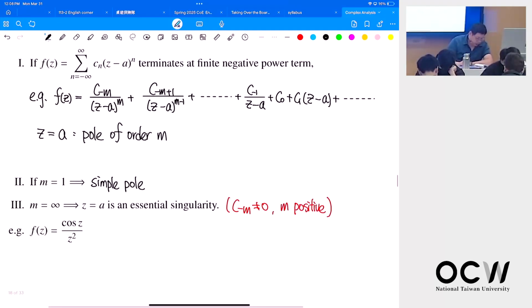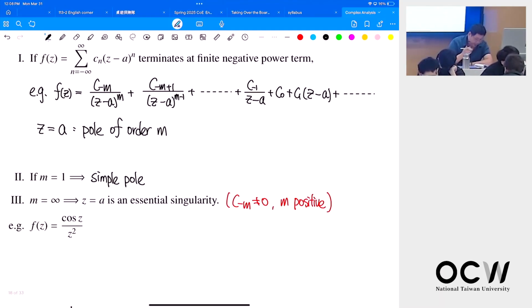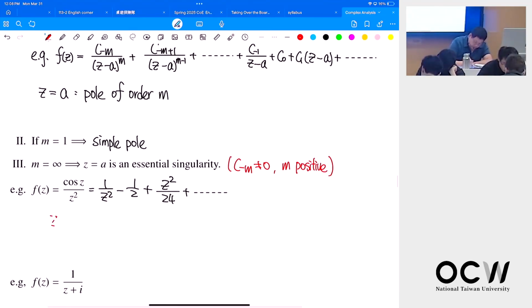So for the function cosine z divided by z squared, we have this as 1 over z squared minus 1 over 2 plus z squared over 24, and so on. Then you can see that we have z squared, so we say z equals 0 is a second order pole.